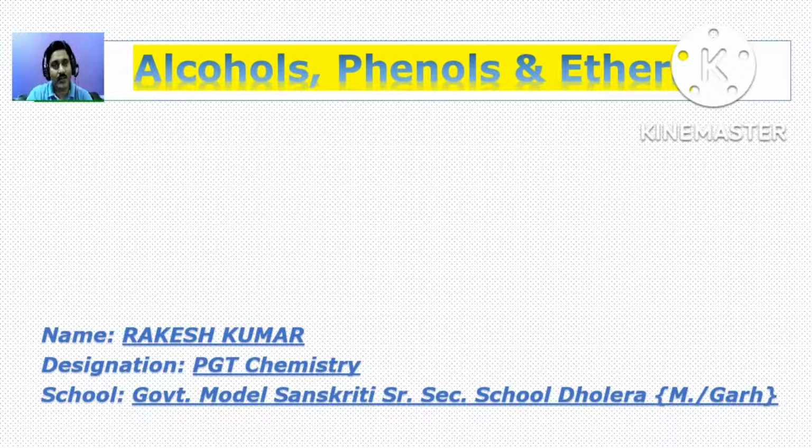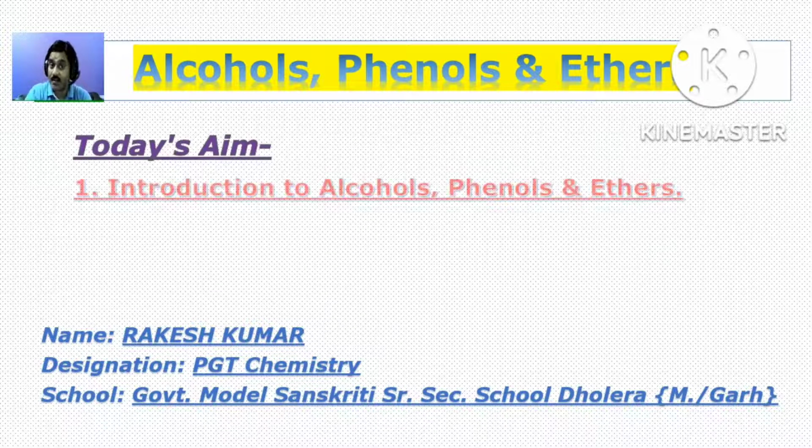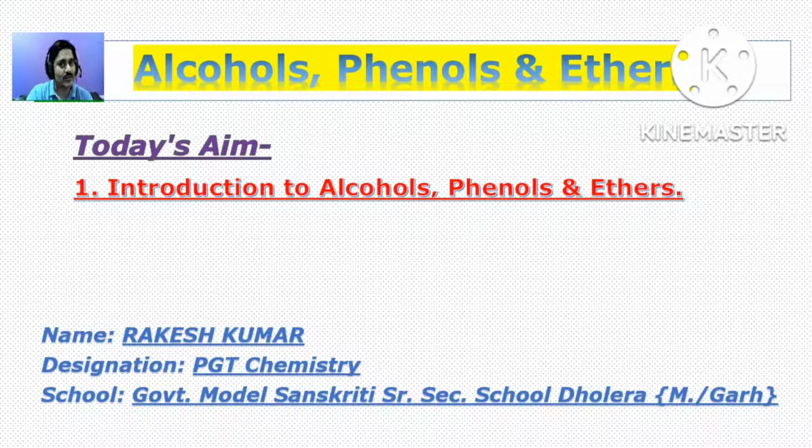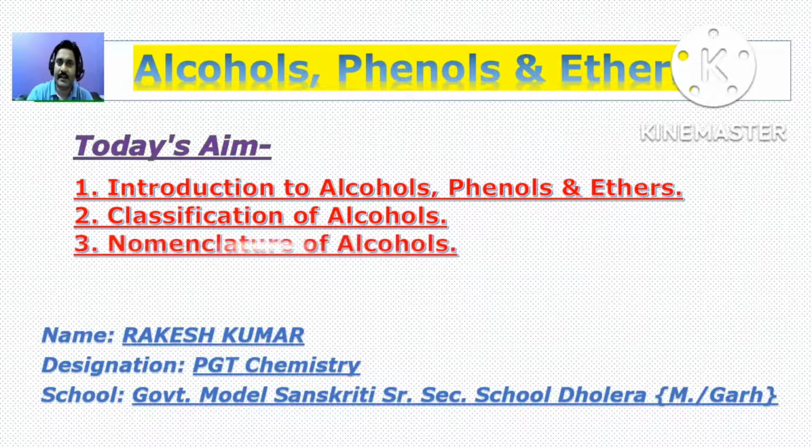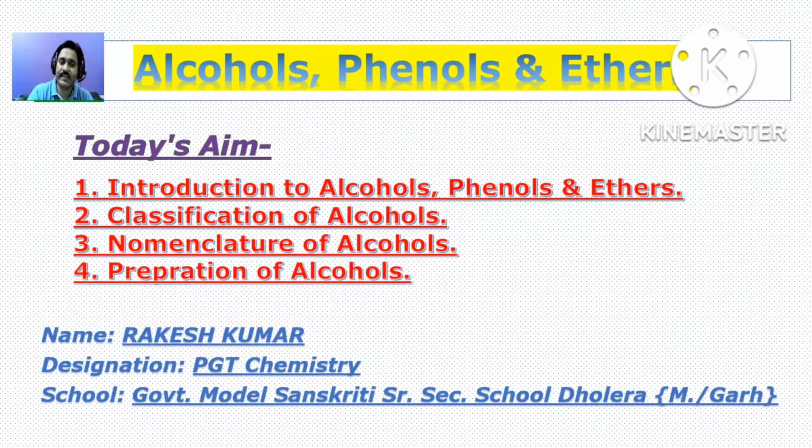Today we are going to learn about alcohol, phenol and ethers. Our today's aims are: number one, introduction to alcohol, phenol, and ethers. Second one is classification of alcohols. Third is nomenclature of alcohols. And fourth and last one is preparation of alcohol. Students, it's time to learn alcohol, phenols, and ethers.